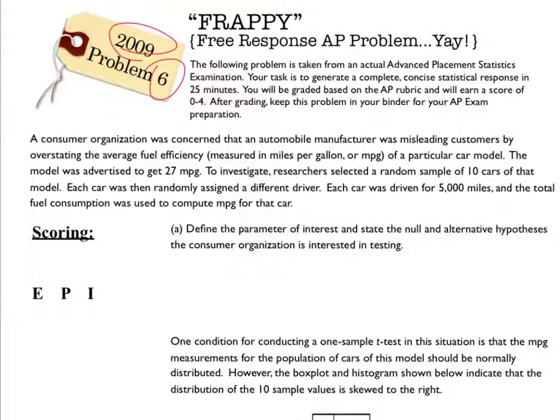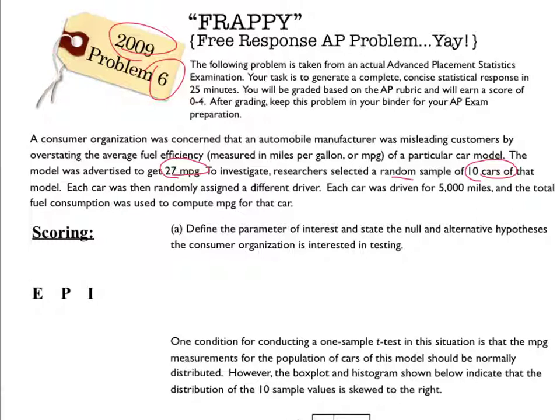So the question says, a consumer organization was concerned that an automobile manufacturer was misleading customers by overstating the average fuel efficiency in miles per gallon of a certain car model. The model was advertised to get 27 mpg, so that's the advertisement of the claim. To investigate, researchers selected a random sample of 10 cars of that model. So we have a sample of 10, and it is random.